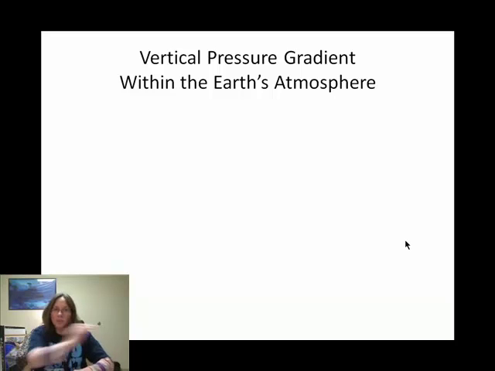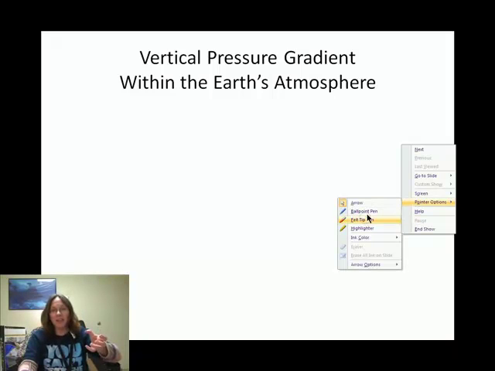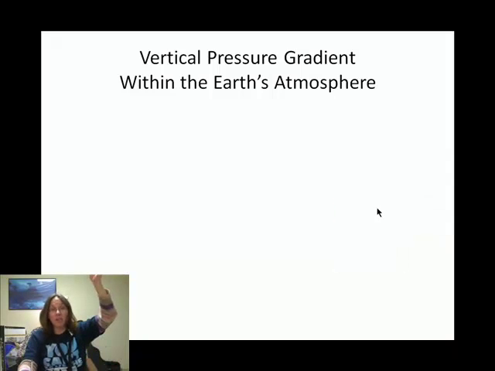So horizontal differences in pressure are actually what create wind. Air will relocate from a high pressure to a low pressure horizontally. But let's go back and revisit the fact that, vertically speaking, we said that as you go up in elevation, the pressure gets less.